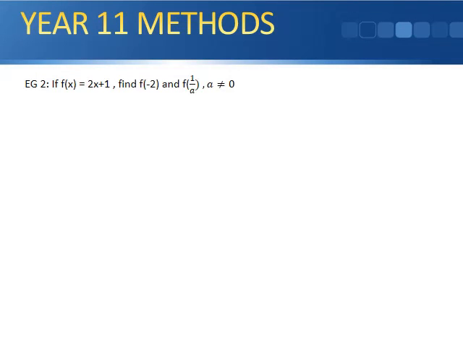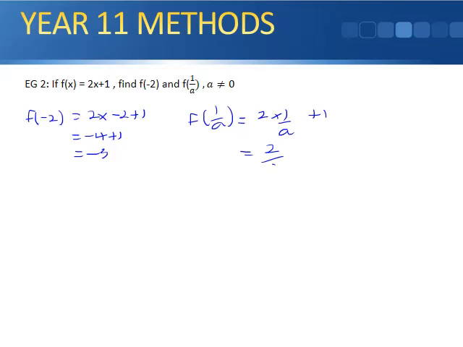Example 2. f of x equals 2x plus 1. Find f of negative 2 and f of 1 divided by a, where a cannot equal 0, because if we put a equal to 0, that means it's undefined. So the first one, f of negative 2, gives me 2 times negative 2 plus 1, negative 4 plus 1, which means it's negative 3. f of 1 on a gives 2 times 1 on a, plus 1, so that means I have 2 on a plus 1.